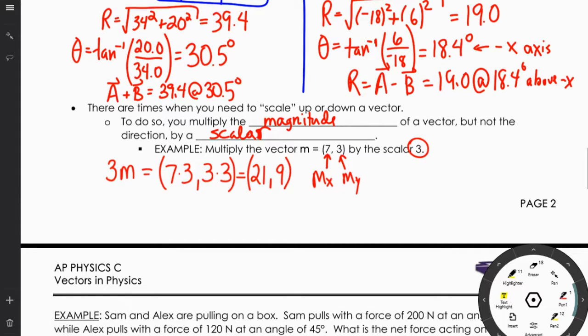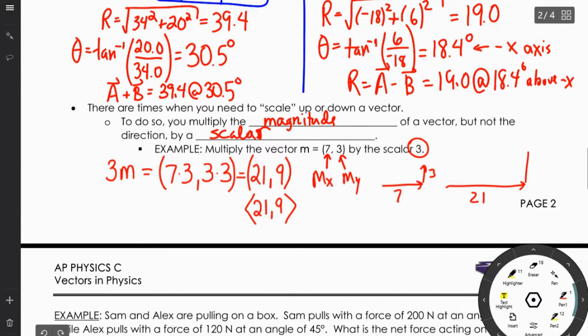Now I know it looks like an ordered pair. Sometimes you'll see the brackets that look like greater than, less than. This is the more common way to write it. So what does that mean? My original was 7, 3. Now my new one is 21, 9. That's the thing that changes, right?